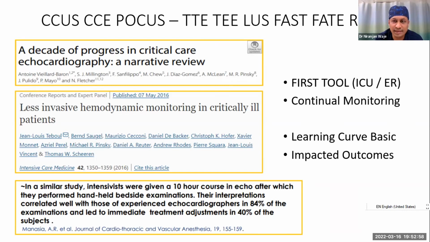And there are several papers on this. It should not be used only for the initial diagnosis, but also for continual monitoring. And it should also be used to titrate your change in management, to see whether it's working in the right direction. There are several types of echo that can be used. There are focused echoes. They might be named differently: transthoracic echo, transesophageal echo, lung ultrasound, FAST, WET, RUSH.